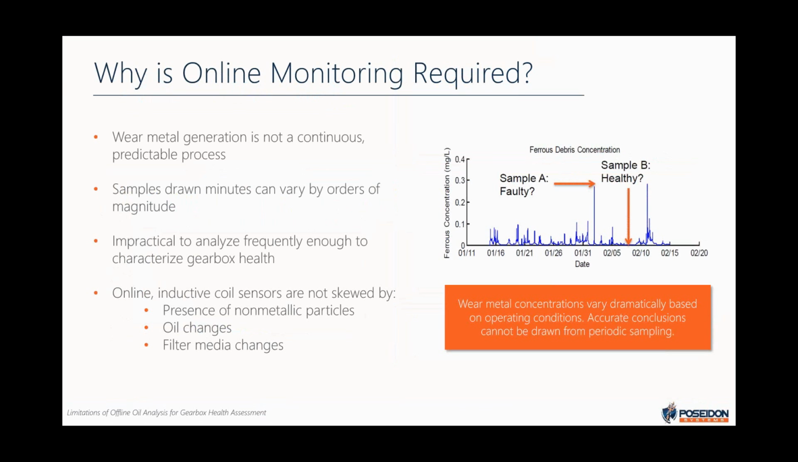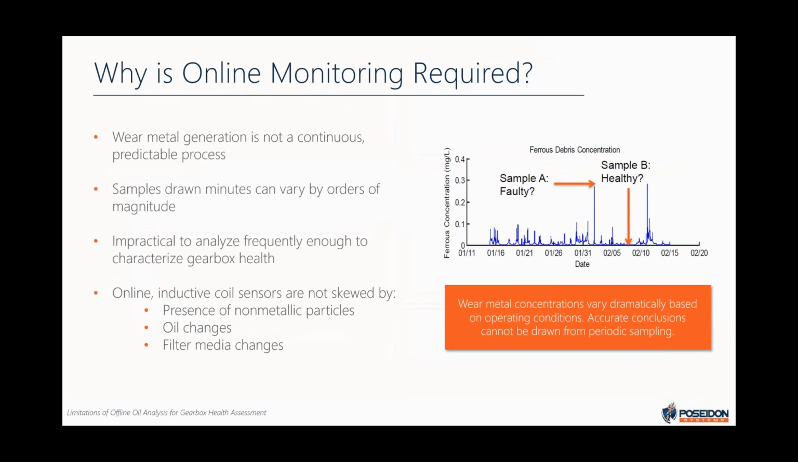The plot shown here is an example of a real-time ferrous debris concentration in a wind turbine gearbox as detected with our Trident DM4500 wear debris sensor. You can see that a sample taken at point A would likely come up as faulty, while a sample at point B would likely result in a much cleaner sample and likely come back as healthy. This variability makes it impractical to take samples often enough to get a real idea of what the health and wear generation rates of a gearbox are.